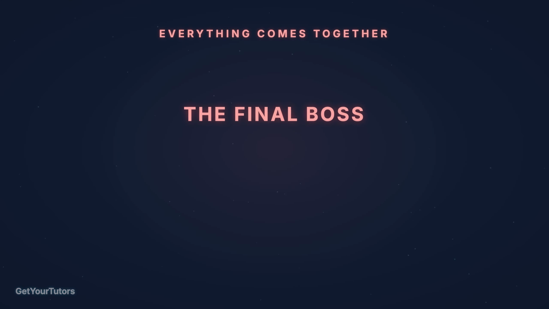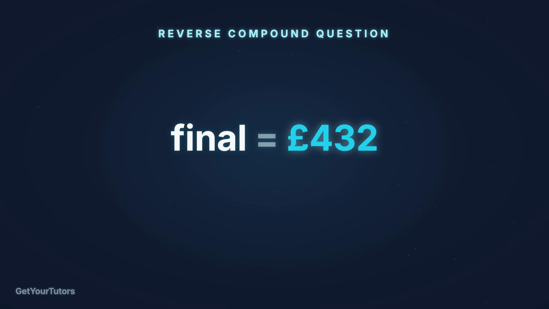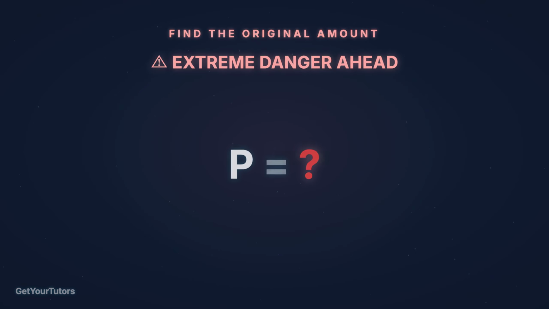Now we enter the final boss stage, reverse compound interest. You are given the final amount and must calculate the original. A final bank balance is £432. It earned 20% compound interest for 3 years. Find the original starting balance.